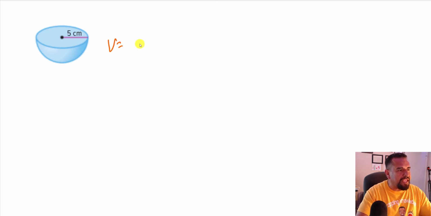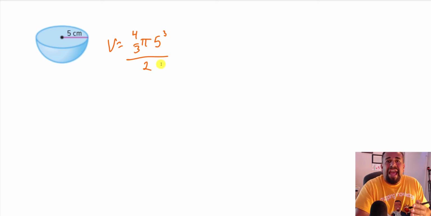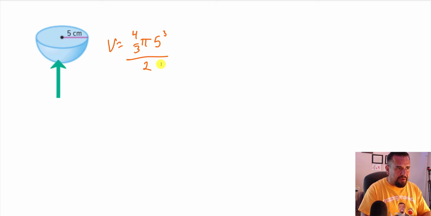So volume equals 4/3 pi, and then my r is going to be my 5, and then that's cubed. And all of this now is going to be divided by 2. Why? Because I have half a sphere. Huh. Like a semicircle, but it's a semisphere. Oh, watch out. Here we go.